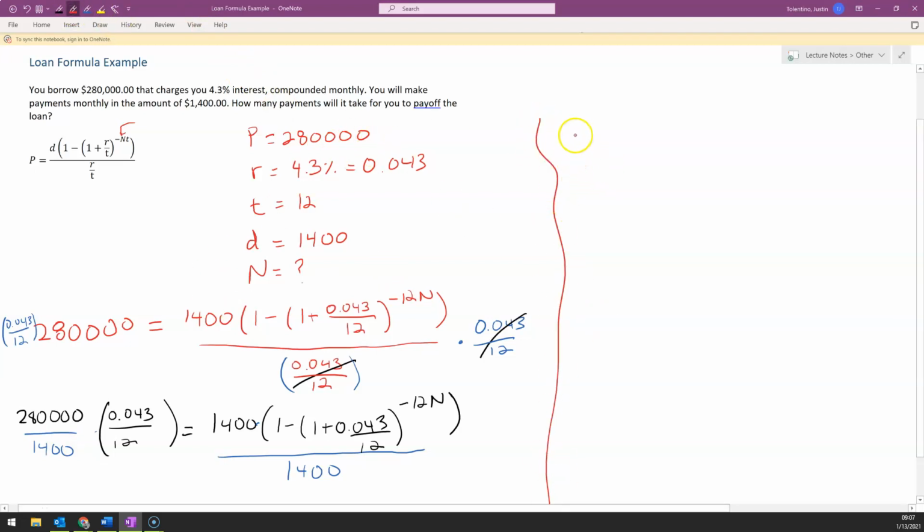Let's see where we're at now. We have the 280,000 over the 1,400, and we're still multiplying by the 0.043 over 12. But on the left side now, these cancel out, and I'm just left with 1 minus 1 plus 0.043 over 12 raised to the negative 12N.